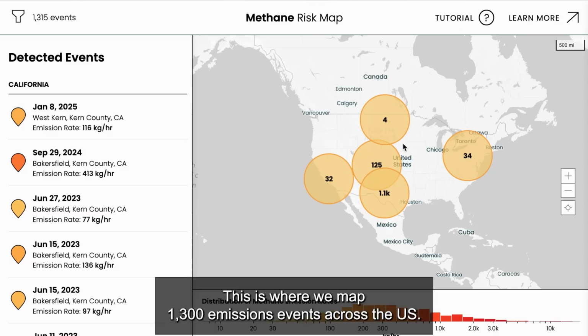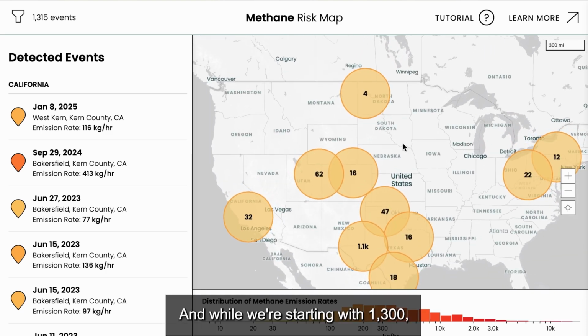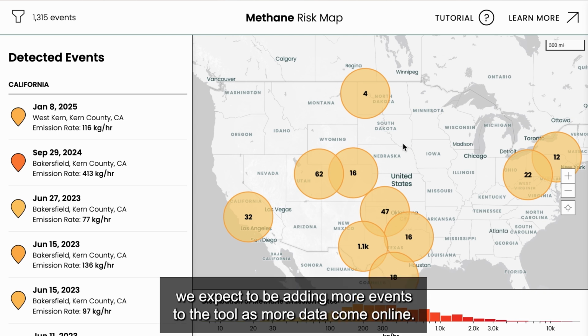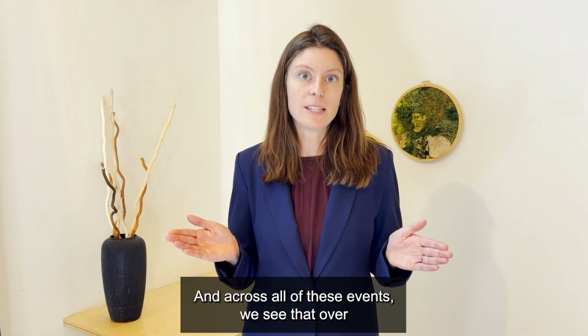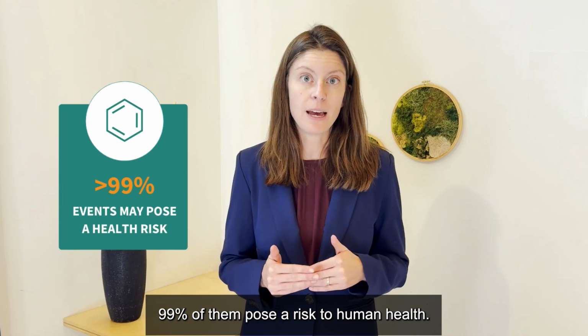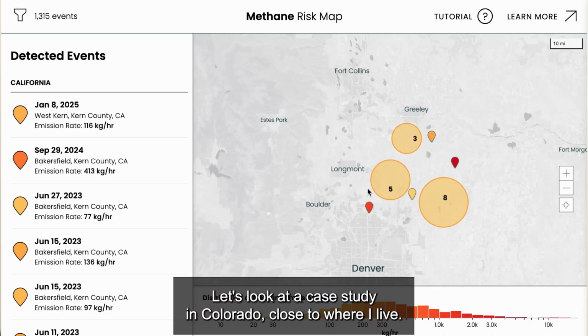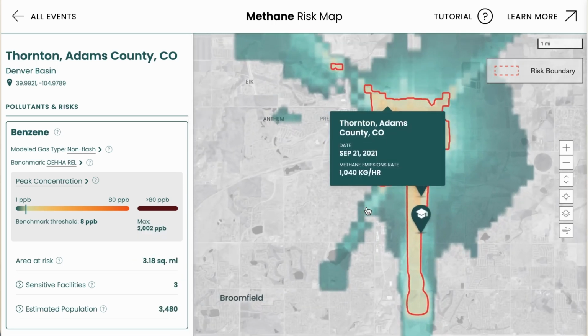This is where we map 1,300 emissions events across the US. And while we're starting with 1,300, we expect to be adding more events to the tool as more data come online. And across all these events, we see that over 99% of them pose a risk to human health. So what does that mean? Let's look at a case study in Colorado, close to where I live.